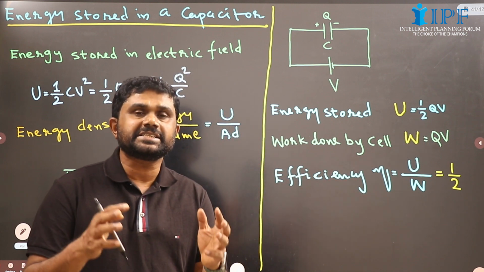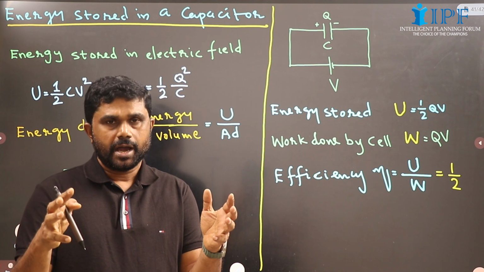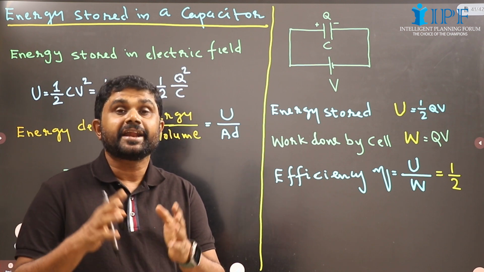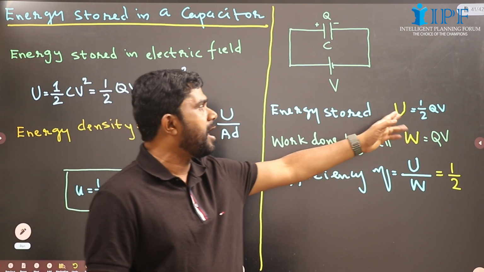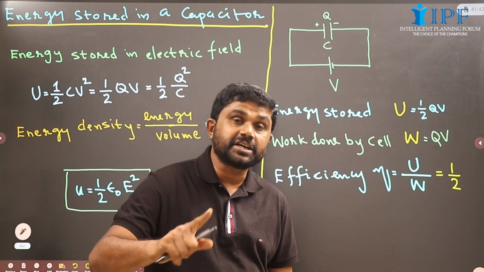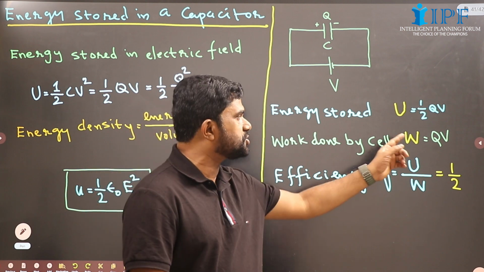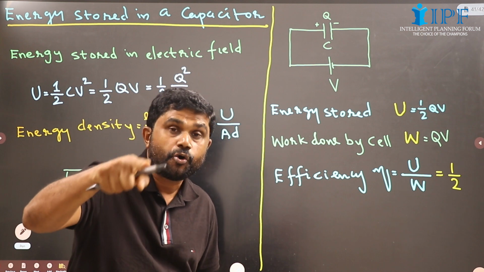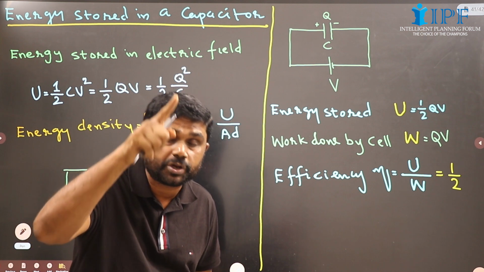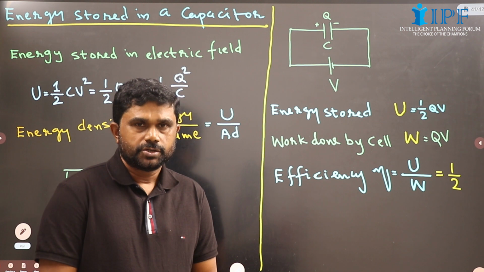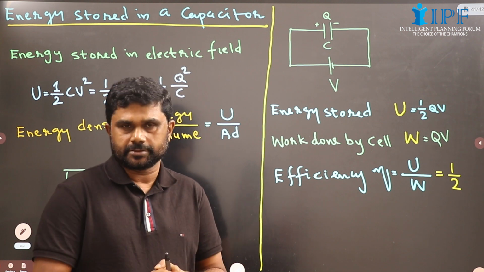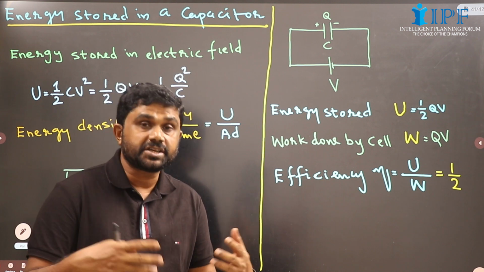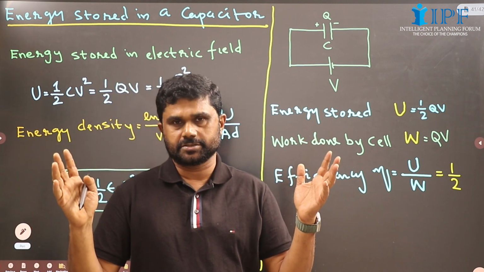When the capacitor is given a charge Q, and if V is the voltage across its terminals, the energy stored in the capacitor will be half QV. Work done by the cell in that process is QV. So whatever work is done by the cell, only half of it will be stored in the capacitor as its energy. So while charging a capacitor, a cell is only 50% efficient.